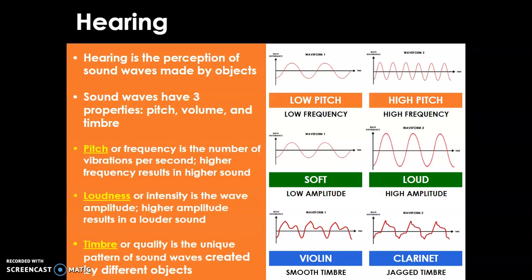When we look at hearing, there are 3 different properties of sound waves that we need to know about. One is pitch. This is the frequency, the number of vibrations per second. So high or low pitch, the number of vibrations per second. Higher frequency gives us a higher sound.